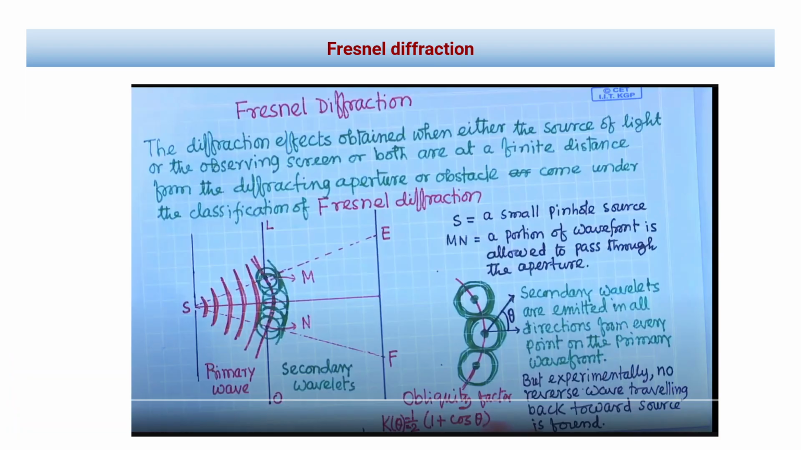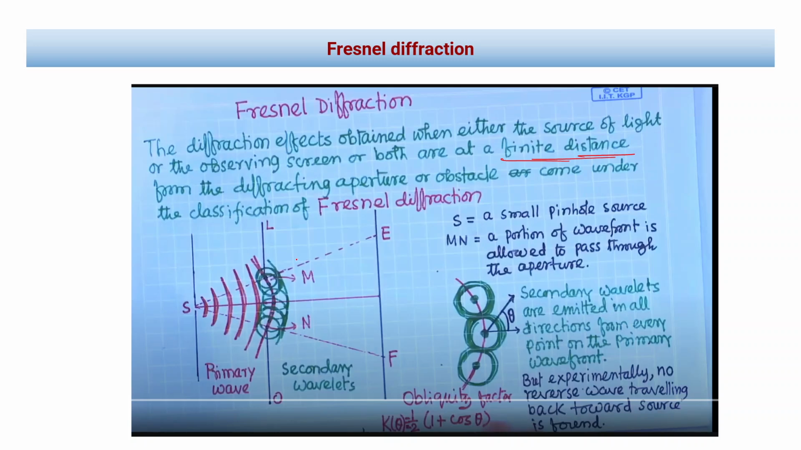distance. Now we will discuss Fresnel diffraction, where either the source of light or the screen or both are at finite distances. Thus here our incident light does not have a plane wavefront, but it's something like this, as you can see, because it is at finite distance. So this is our primary wave, and from Huygens principle we know each point on this wavefront is a source of another disturbance or wavefront, and this gives us the secondary wavelet.